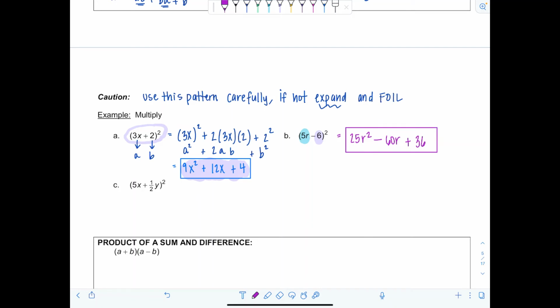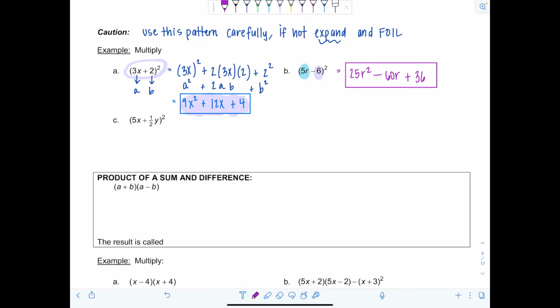All right, last one, 5x plus 1/2 y quantity squared. I'll write this one out step by step. Remember, it's going to be a squared plus 2ab plus b squared. So here's my a, here's my b. So a squared is going to be 5x quantity squared plus 2 times 5x times 1/2 y, 2ab, plus 1/2 y squared. This is just to help you see the pattern.